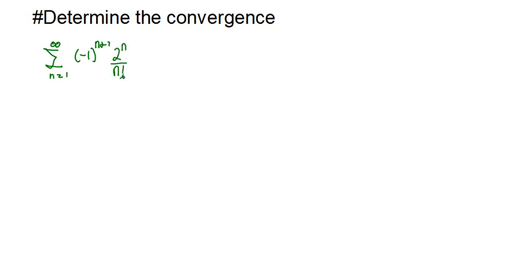So before even going any further, I understand to say this is an alternating series, and I just have to know how to deal with an alternating series. How do I go about determining the convergence of an alternating series? Once again, let's remind ourselves, an alternating series is one in that form where you have negative 1 to the power n plus 1, as well as in some cases negative 1 to the power n.